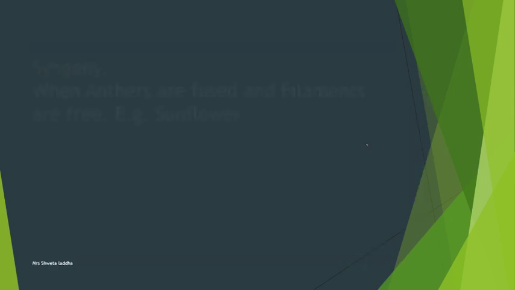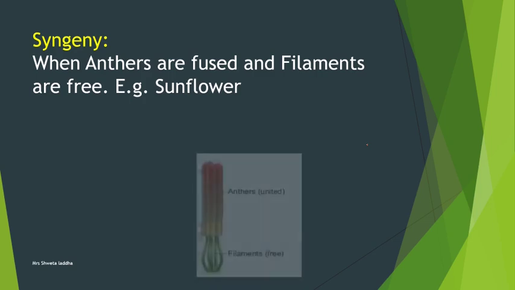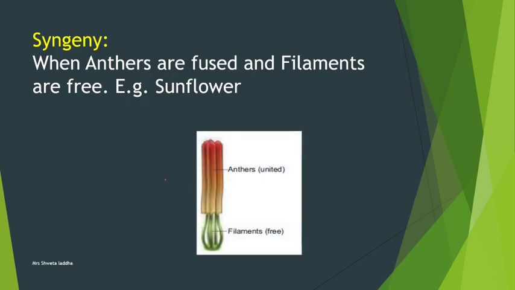Let us now discuss another term, syngeny. In syngeny, when there are many stamens, the anthers are fused and the filaments are free. Just opposite to adelphy, it is called syngeny. The flower is called a syngenesious flower. Example, sunflower. Look at the picture. Here all the anthers are joined together to form a tube, whereas the filaments are free from each other. This condition is termed syngeny.